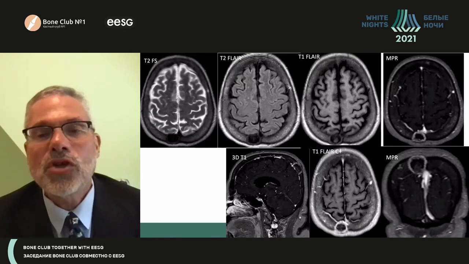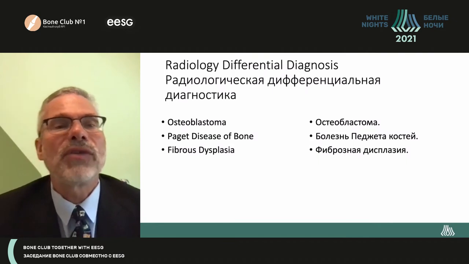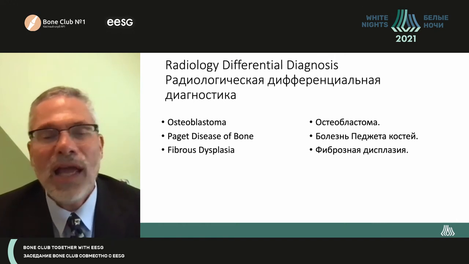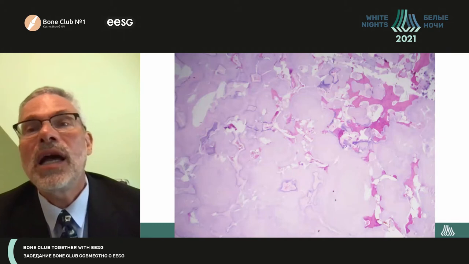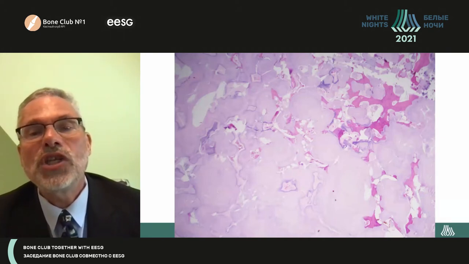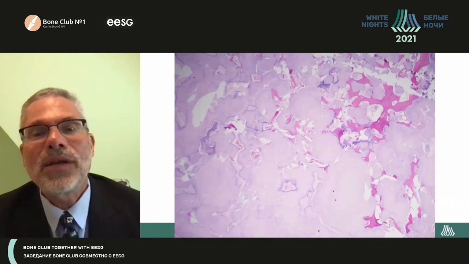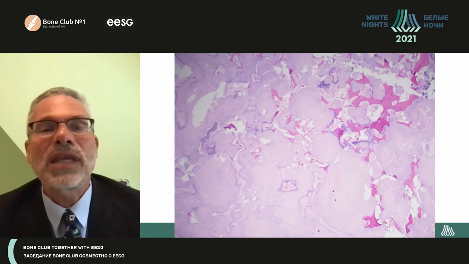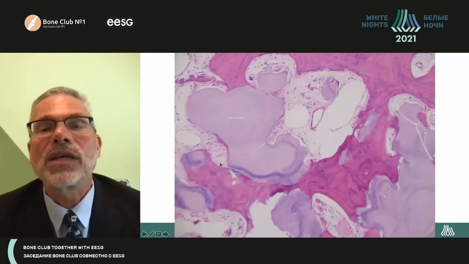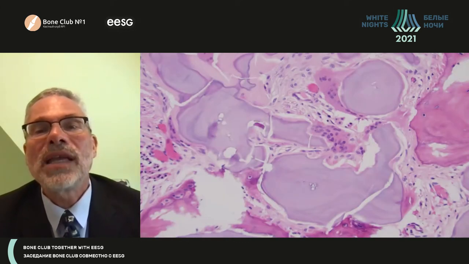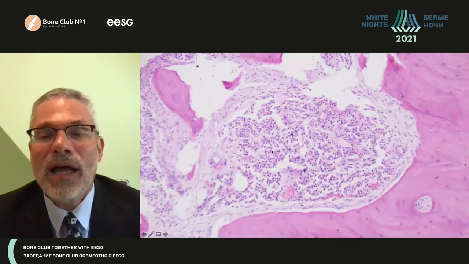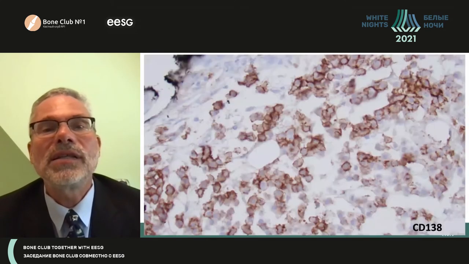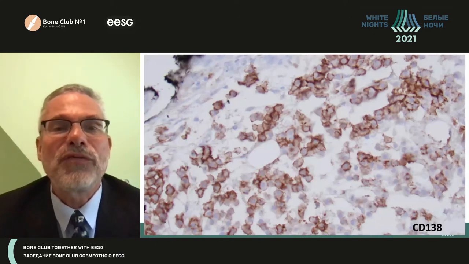MRI looks the same, shows you a well-circumscribed lesion at the posterior calvarium, and the radiology differential diagnosis was osteoblastoma, Paget disease of bone, and fibrous dysplasia. But on biopsy, we see these sheets of homogeneous material that doesn't have internal characteristics. No calcifications within most of this. There's some foci of calcifications, and there is bone formation surrounding it. And then there are small nests of cells. These look like plasma cells. And indeed, they look like plasma cells. We see prominent Golgi bodies, and it's CD138 positive, which fits plasma cells.